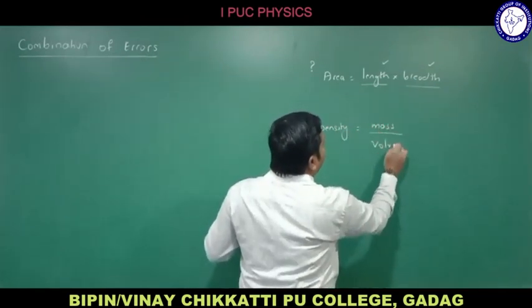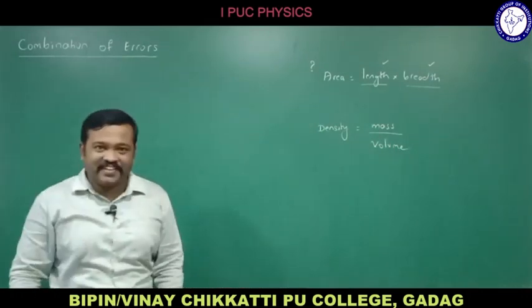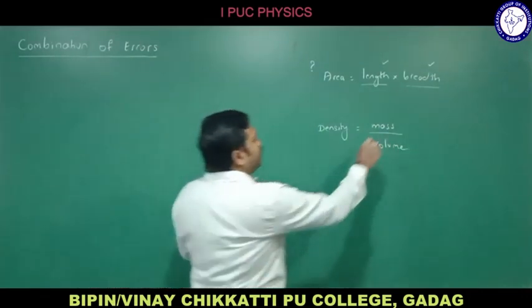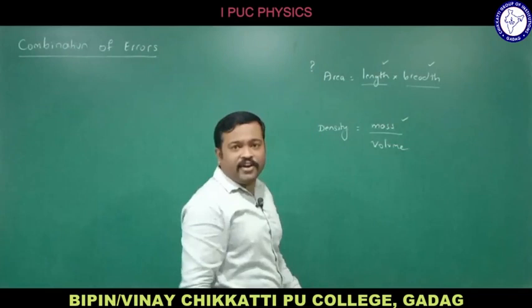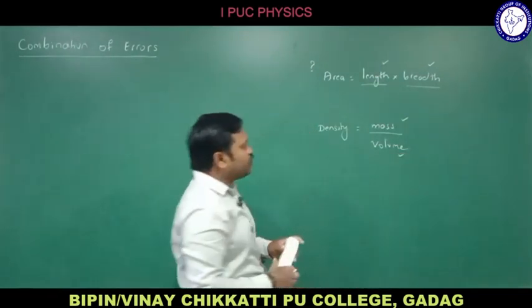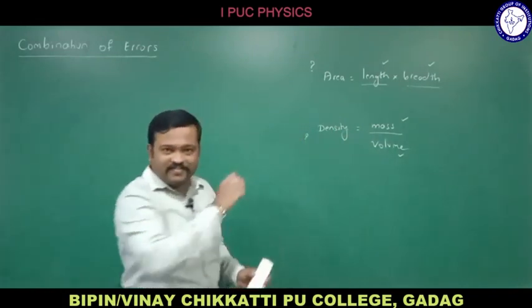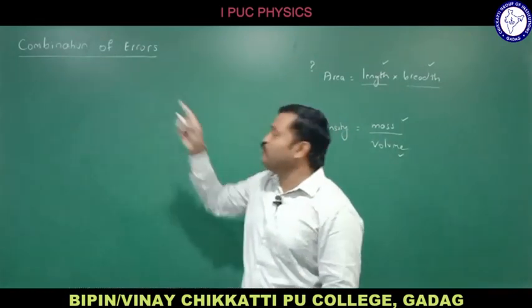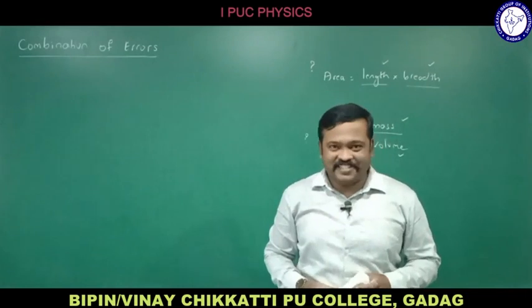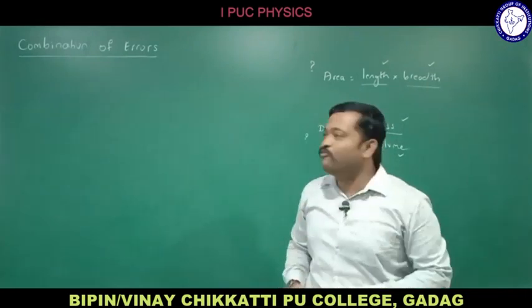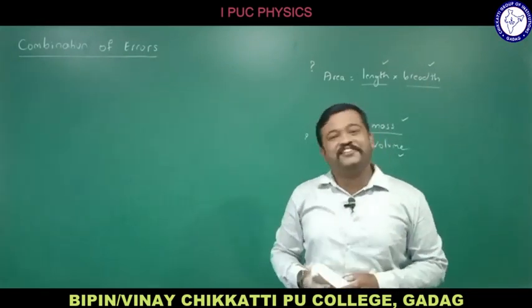Mass divided by volume, that is density, right? Whenever you calculate mass, there will be errors here. Whenever you calculate volume, there will be error here. So if there is error in mass and error in volume, what will be the error in density? To understand that, we need to go with combination of errors now. So this is the reason why we will be studying about combination of errors.